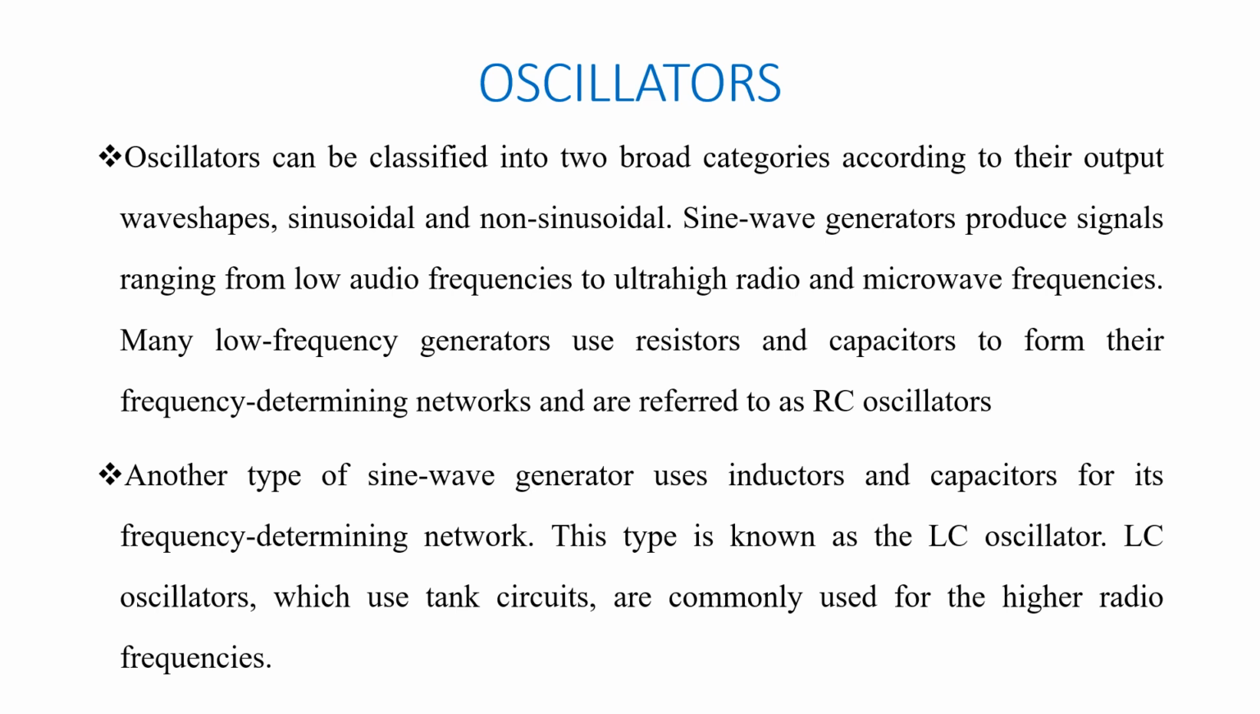Oscillators can mainly be classified into two categories according to the output waveshape: sinusoidal and non-sinusoidal. Sine wave generators produce signals ranging from low audio frequencies to ultra-high radio and microwave frequencies. Here, many low frequency generators use resistors and capacitors to form their frequency determining network, and such oscillators we will call RC oscillators.